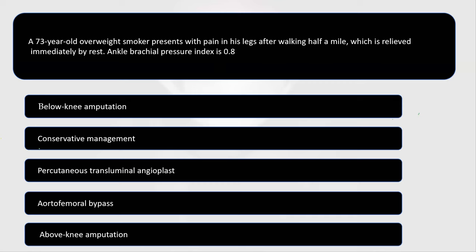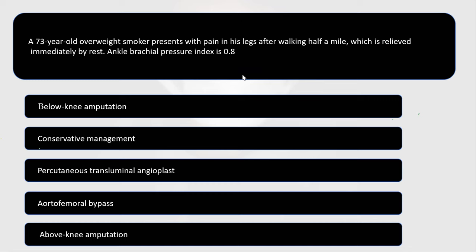A 73-year-old overweight smoker presents with pain in his legs after walking half a mile, which is relieved immediately by rest. Ankle brachial pressure index is 0.8. Options are below knee amputation, conservative management, percutaneous transluminal angioplasty, aortofemoral bypass, and above knee amputation.